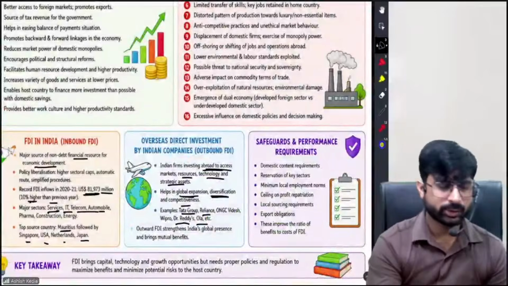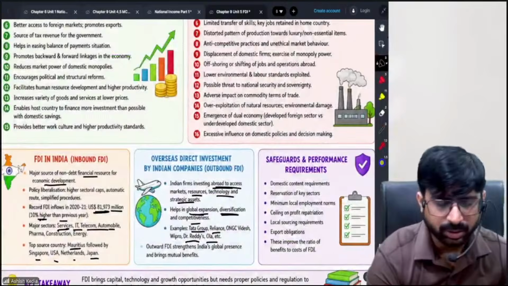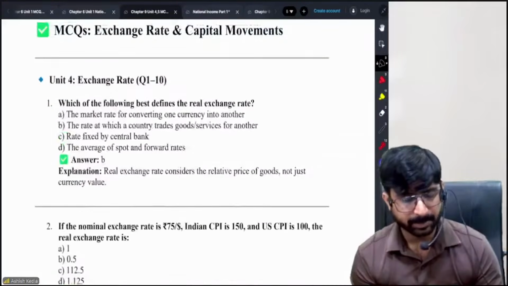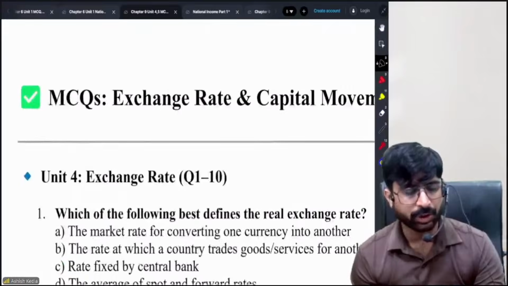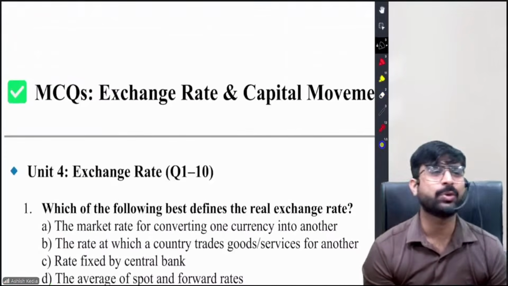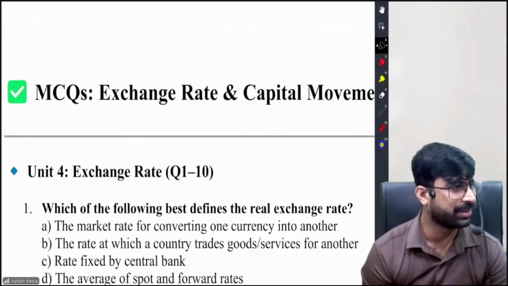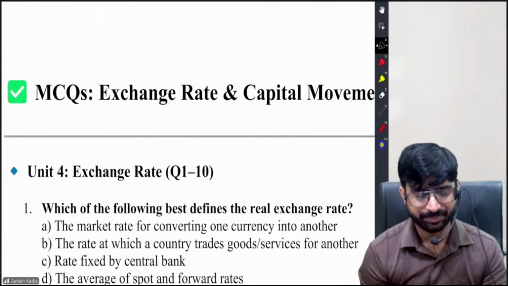Right, sir. Students, some MCQs, it would be great if we practice them, right? Both from Unit 4 and Unit 5, I am doing the MCQ with you so that we get a recap of both of them. Okay, both of them.